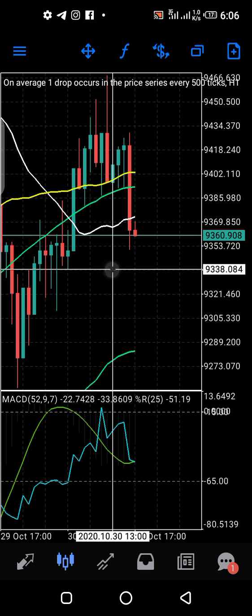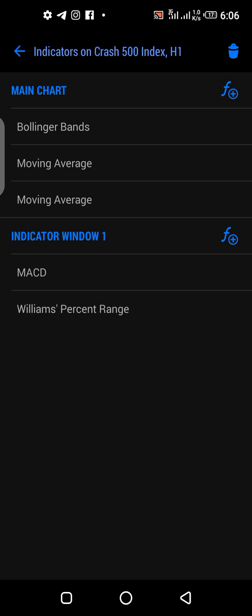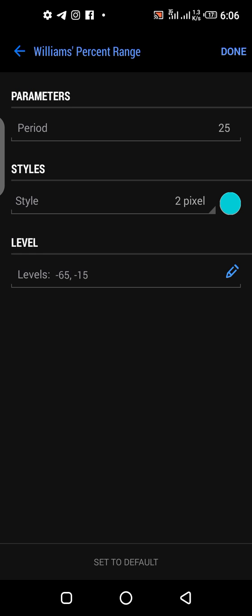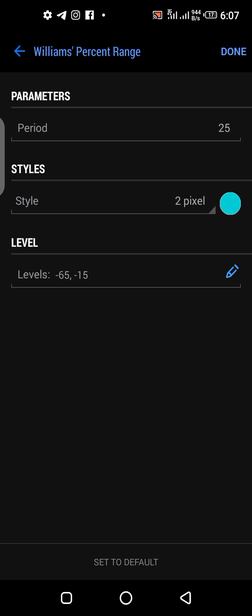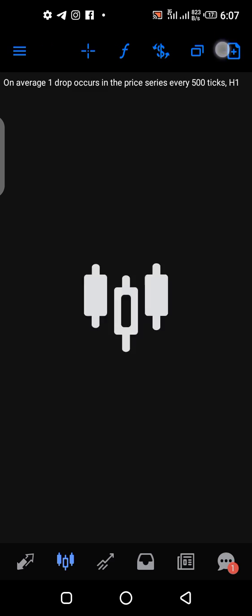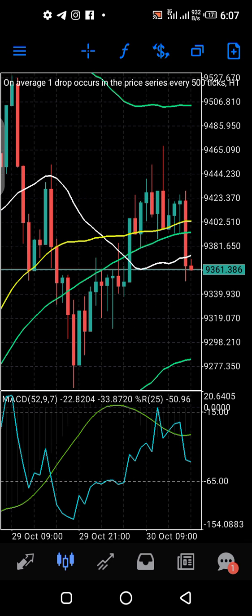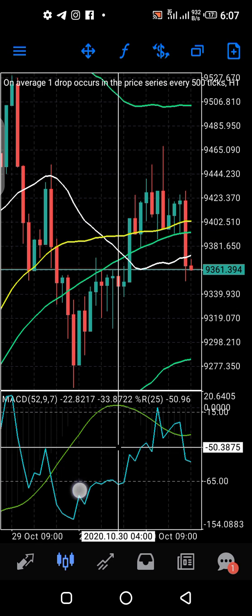The next we'll be adding is our Williams percentage range, which period is 25. Now the levels, which is very important here, the level is -65 for the first one, while the second one is -15. Once you are done, you click on back, then you click on done. Now you are done with all the settings here.